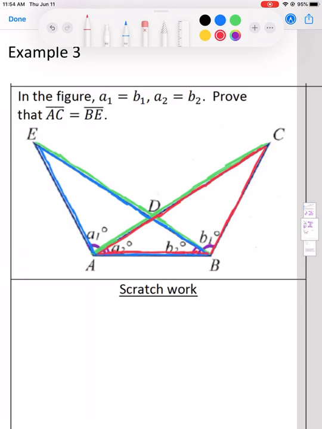Okay. So we're showing that the red triangle and the blue triangle are congruent. Now what clues did we have again? Well, we had that this angle right here was equal to this angle. So A1 equals B1. And then A2, this angle right here, equals B2, this angle here. That's all I have. So two angles are already given to us to be the same.